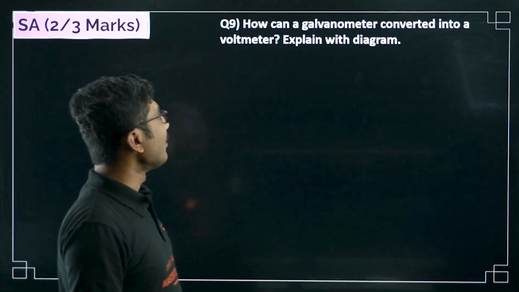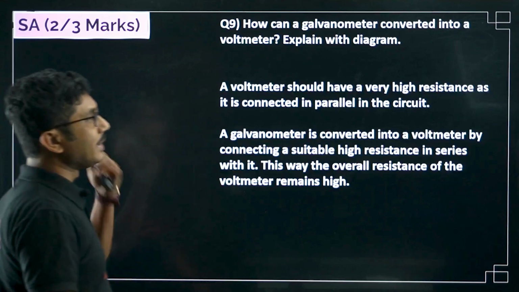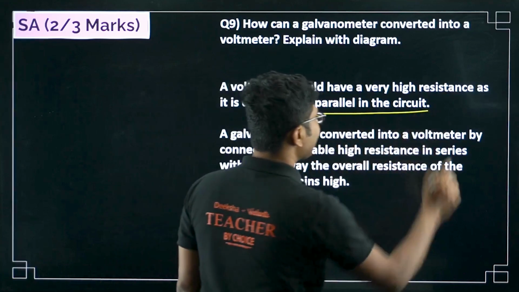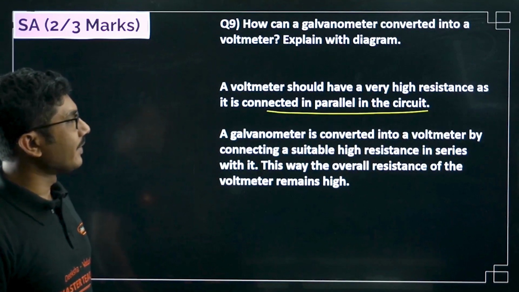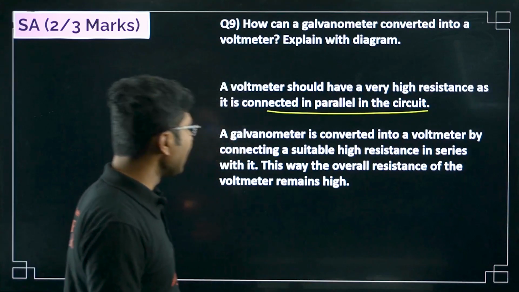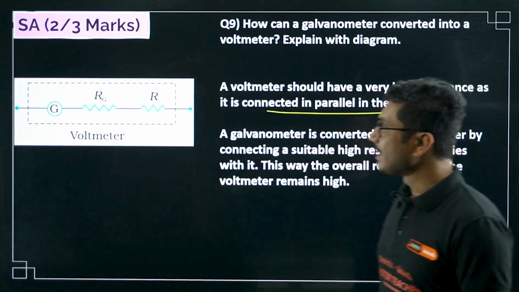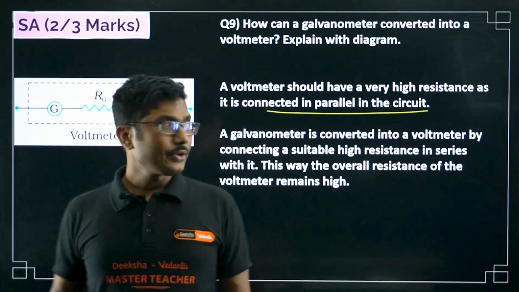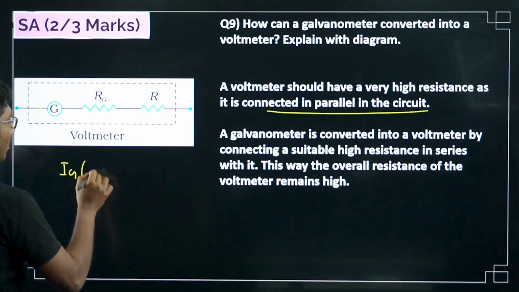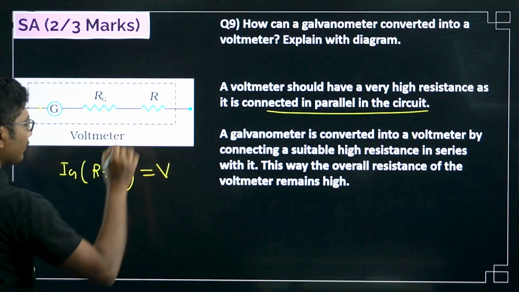Next question is, how can a galvanometer be converted into a voltmeter? Explain with the diagram. A voltmeter should have very high resistance as it is connected in parallel in the circuit. This line is very important. Next, a galvanometer is converted into a voltmeter by connecting a suitable high resistance in series with it. This way the overall resistance of the voltmeter remains very high. This is the circuit diagram. This is current Ig. So Ig into (R plus Rg) equals the voltage that you are measuring.